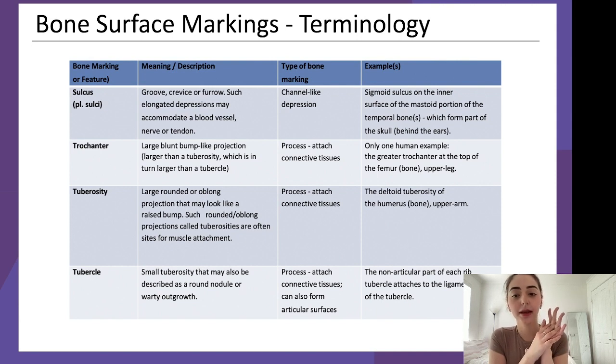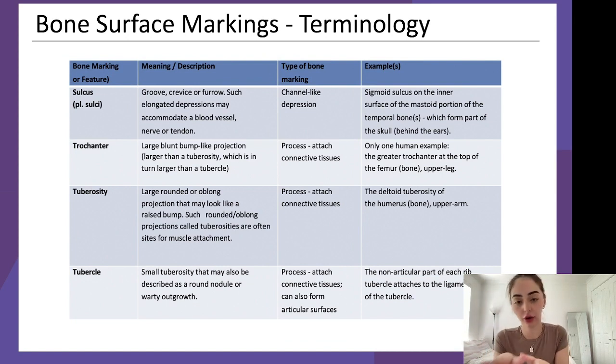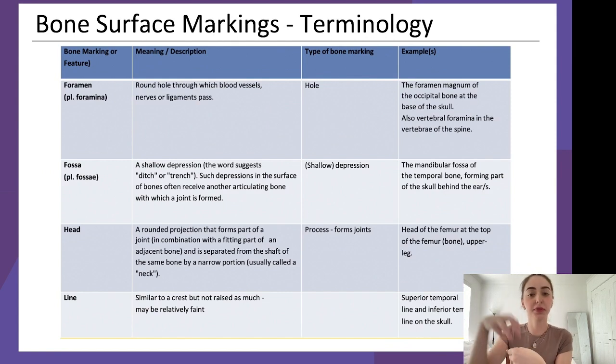A trochanter is a large, blunt, bump-like projection. A tuberosity is a large, rounded or oblong projection that may look like a raised bump. And a tubercle is a small tuberosity that may also be described as a round nodule or warty outgrowth. Now, some of these things sound very similar, right? You can probably think sulcus and sinus sound very similar. Could I call them the same thing? No. Unfortunately, some of these things you'll understand when you're in anatomy. You'll think, but couldn't it also be this? Yes, it could also be that, but we don't just call things by general terms. For example, if we see a condyle on something, there'll be a specific name for that condyle.